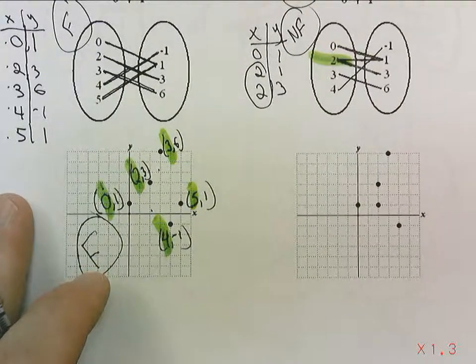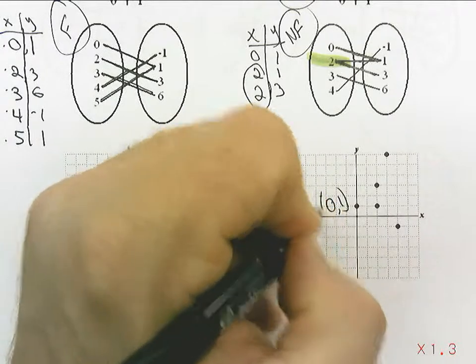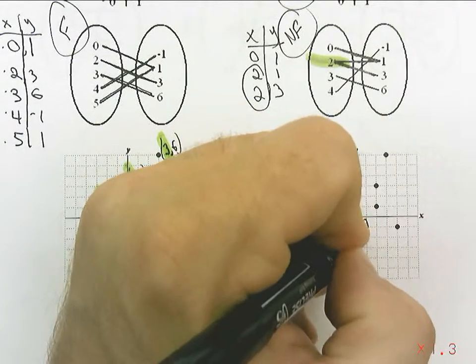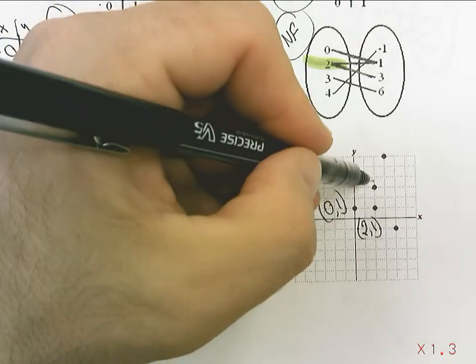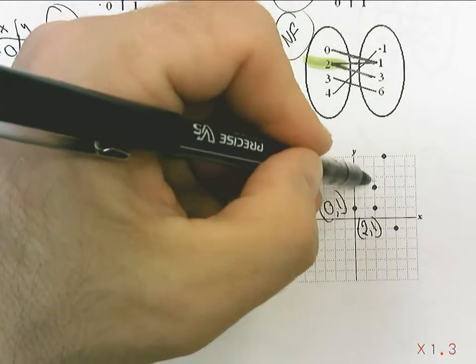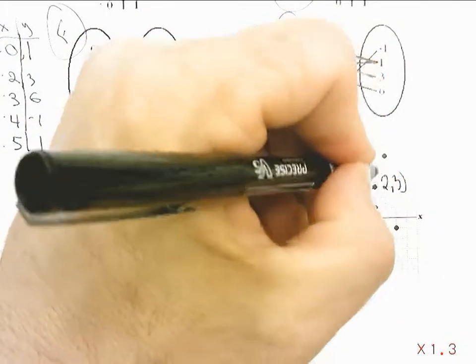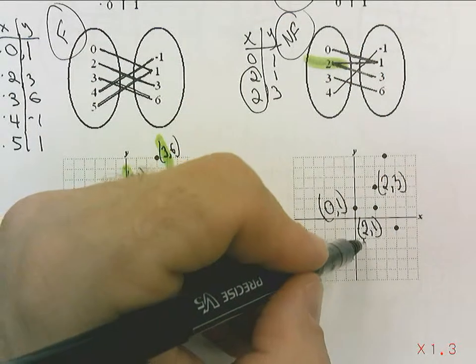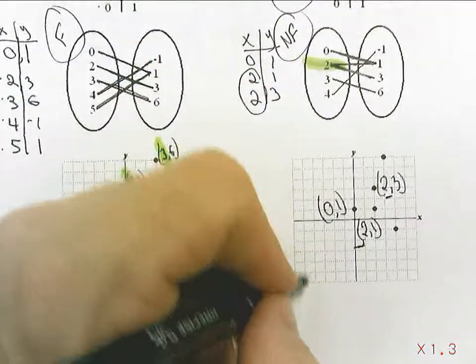With the one on the right hand side, this is 0 and 1. This point is 2 and 1. This point, I guess you can't see with my hand. This point is 2 and 1. This point is 2 and 3. Because these 2's repeat, it's not a function.